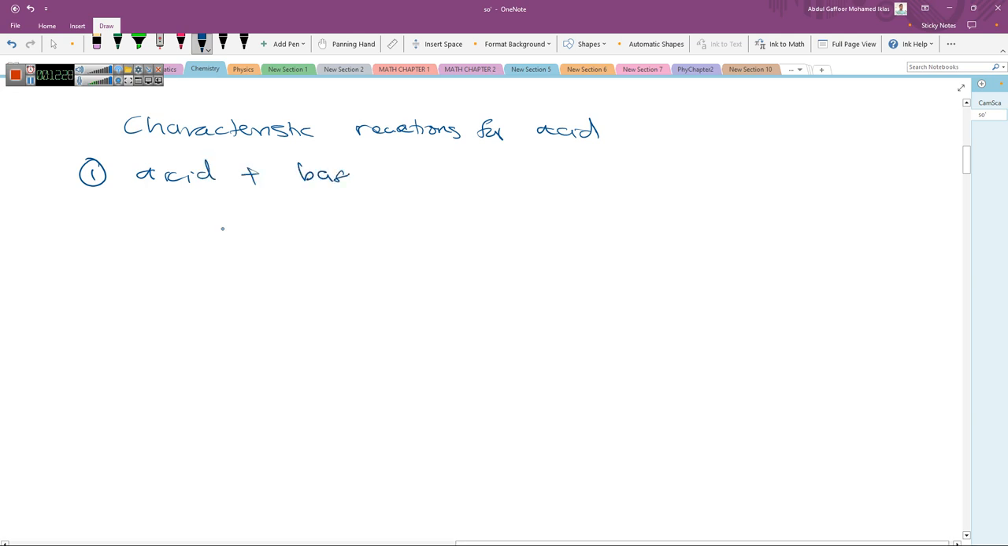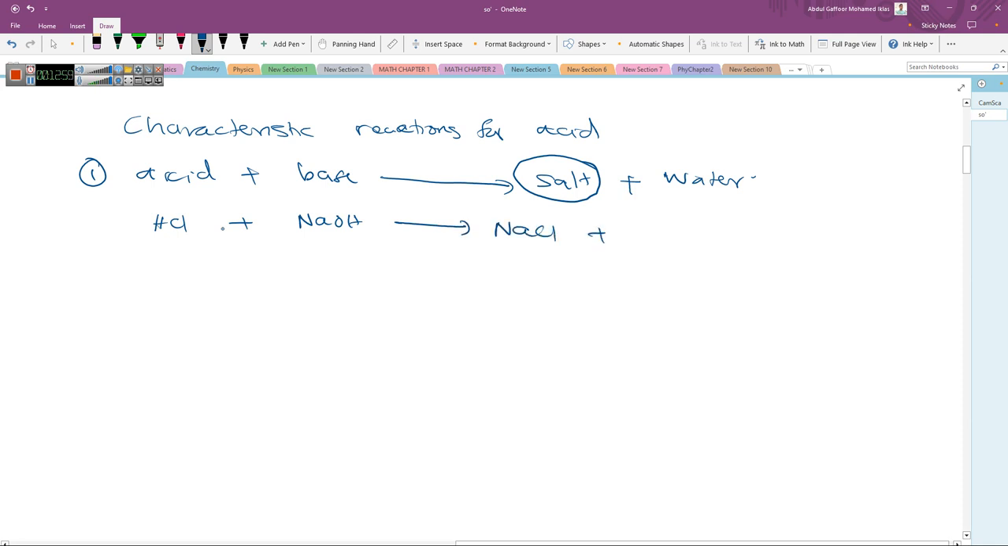plus base, right? So acid can react with bases to produce salt, right? So as you can see here, in the product we get salt. So this can be utilized to produce salts in the laboratory. And in addition to that, we will have water also, right? So this is the first method we are going to use in order to produce salts in the laboratory, right? Okay. For example, if I take an example, HCl plus NaOH will give you NaCl and water, H2O, right?